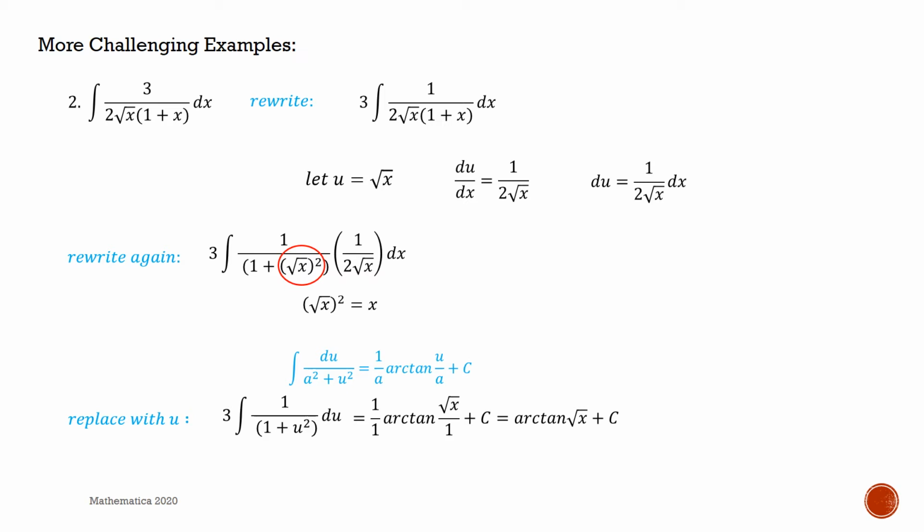This one was a little bit more challenging because we needed to rewrite and we needed to remember or think of that little trick whereby x is also the square root of x squared. Now, what's important is that we need to know how to complete the square for this section.